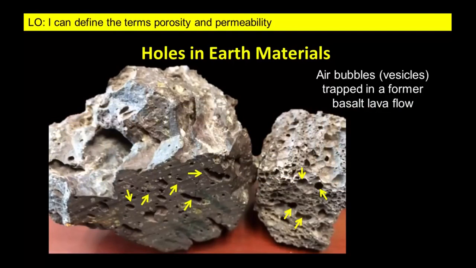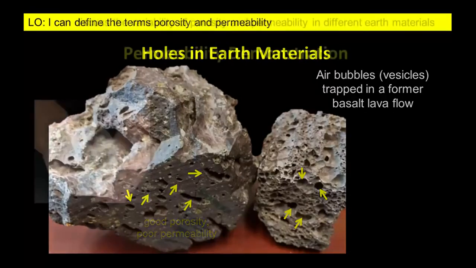For example, some igneous rocks contain preserved gas bubbles that are not connected. These rocks would have good porosity, but low permeability.